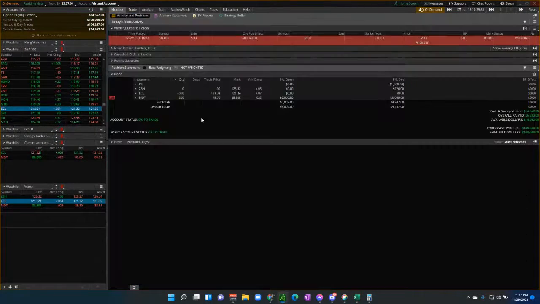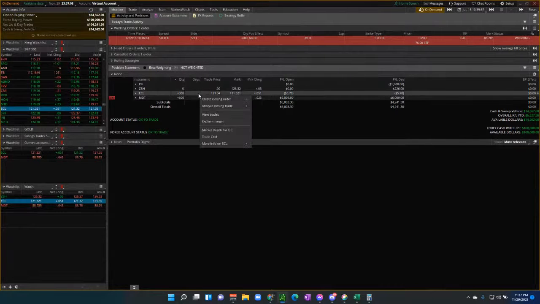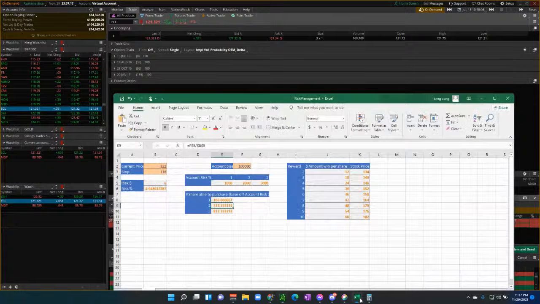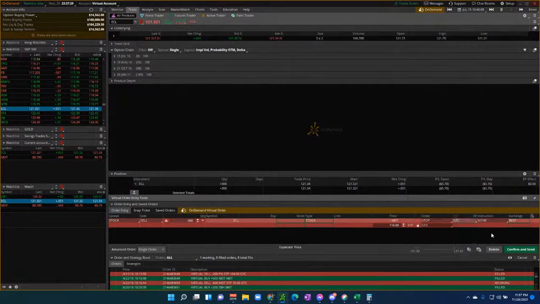So 14 grand left over. Probably not much to do with it, so I'm okay with just having two positions. Create a stop order, stop order 300 shares. We said 116. Okay, 116. And good to cancel.